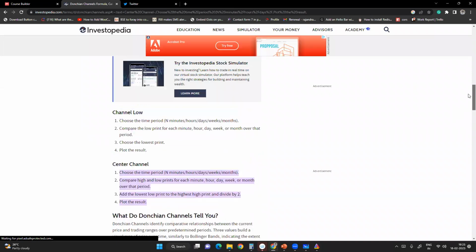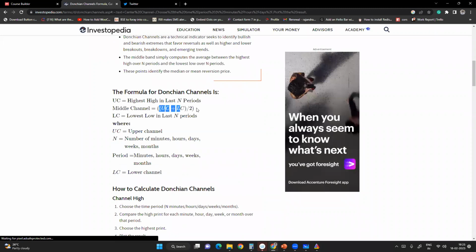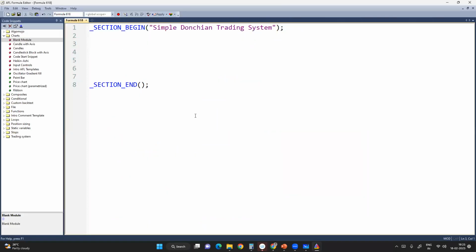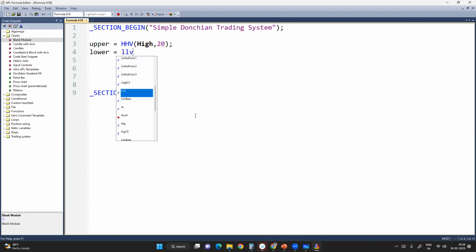Here is the middle channel: UC plus LC divided by 2, where UC is the higher high for the last n periods. The upper channel and lower channel are the most important ones. The upper channel is nothing but the highest high value of the last 20 bars. And the lower channel is nothing but LLV, a function which looks for the lowest low values for the last 20 bars.